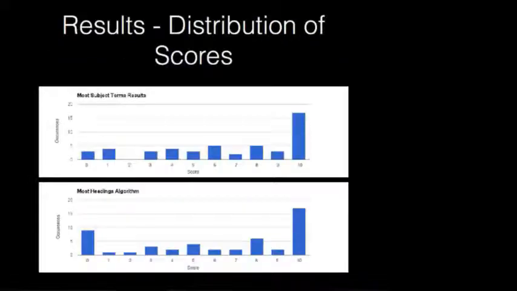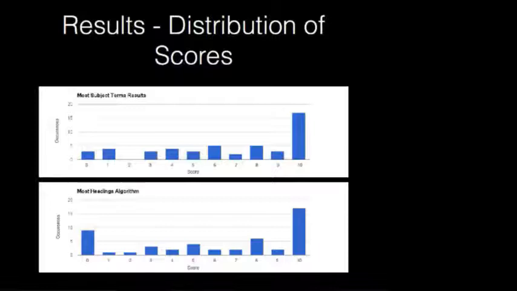So here are some charts of the distribution of the scores. The top is the most subject terms results, the bottom is the most headings. The horizontal axis is the score from 0 to 10, and the vertical is the number of occurrences.